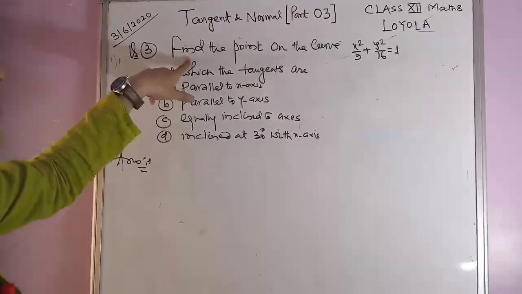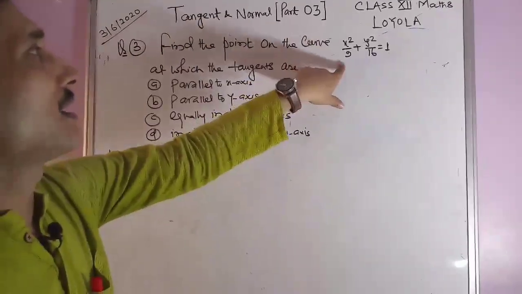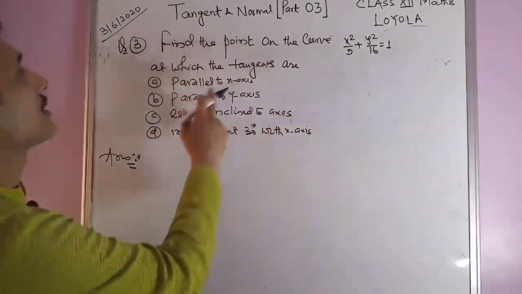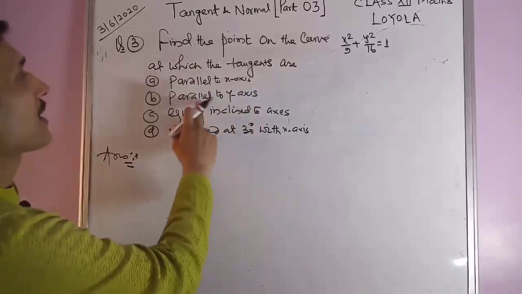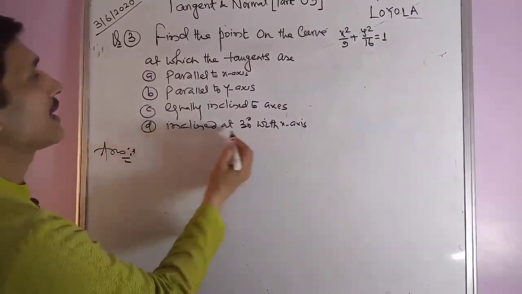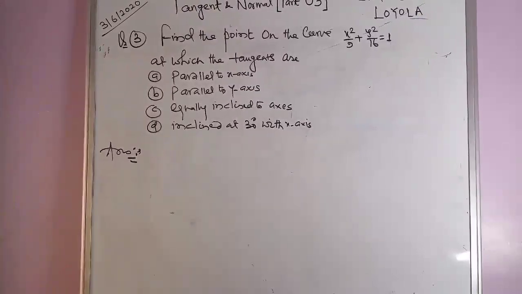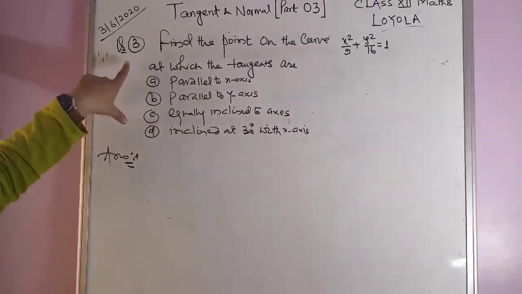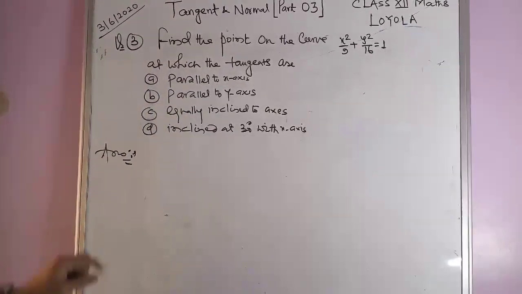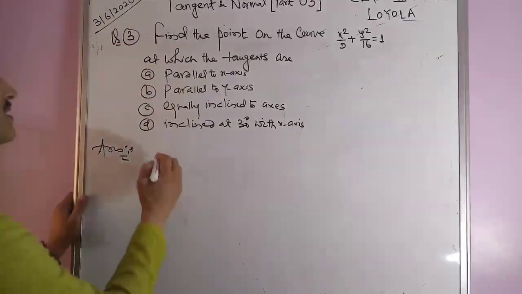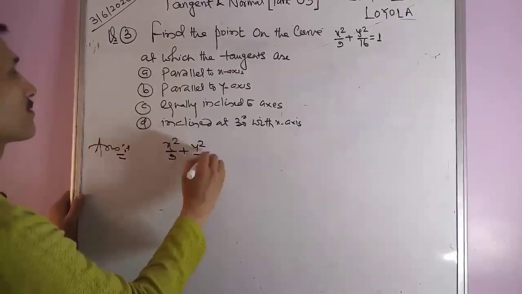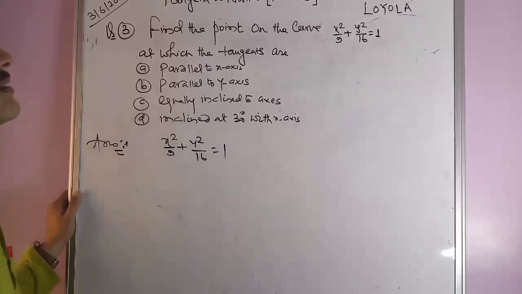Next question: find the points on the curve x square by 9 plus y square by 16 equal to 1, at which the tangents are parallel to x axis, parallel to y axis, equally inclined to axis, inclined at 30 degree with x axis. This question is from your basic text. First, parallel to x axis, given curve x square by 9 plus y square by 16 equal to 1.